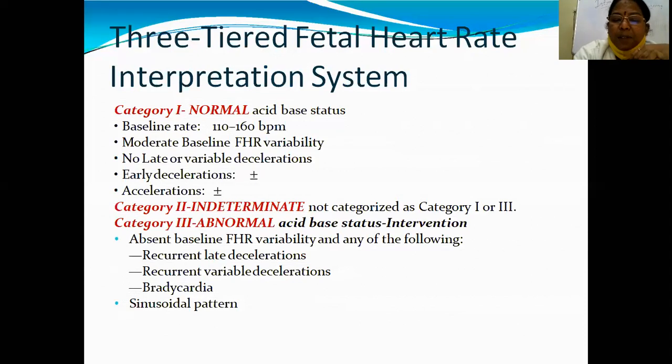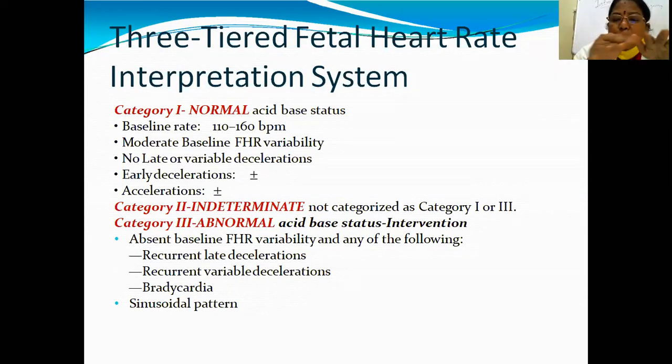The baseline heart rate is within 110 to 160. There is moderate baseline variability, from 11 to 25 beats per minute. There are no late or variable decelerations. That is very important. Early decelerations can be there or cannot be there, and accelerations can or cannot be there, but usually the accelerations will be there.